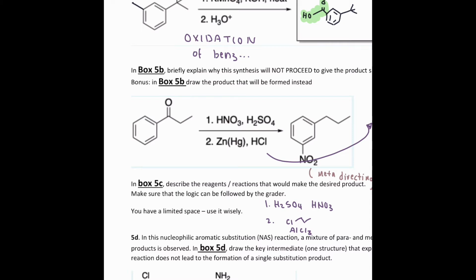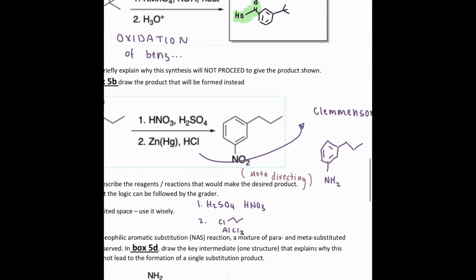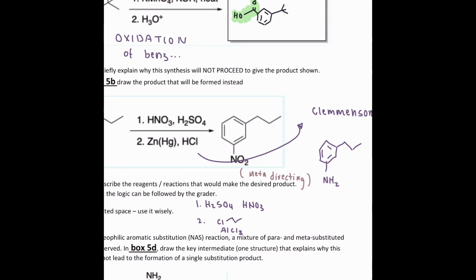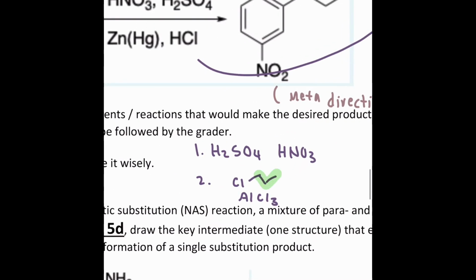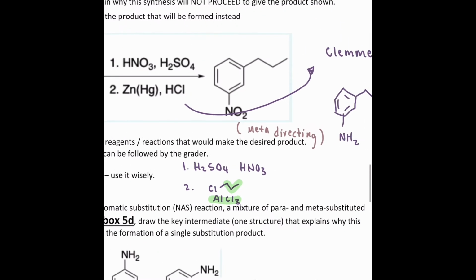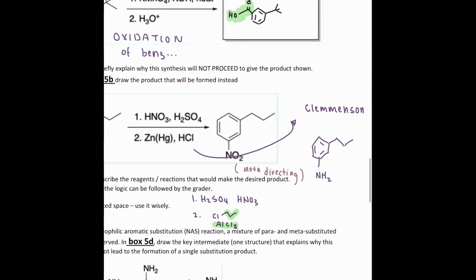So moving on to the second part of question 5, box 5C, what we should notice straight away is that the first reaction, nitration, creates a meta-directing group, so that way we can use a Friedel-Crafts alkylation, which is just chlorine with the alkyl group we want attached to it, and aluminum chloride. Since this molecule is symmetric, both the meta positions are the same, so this would get the product we want.